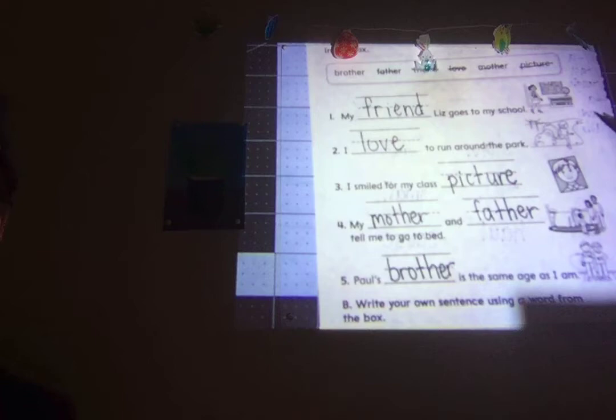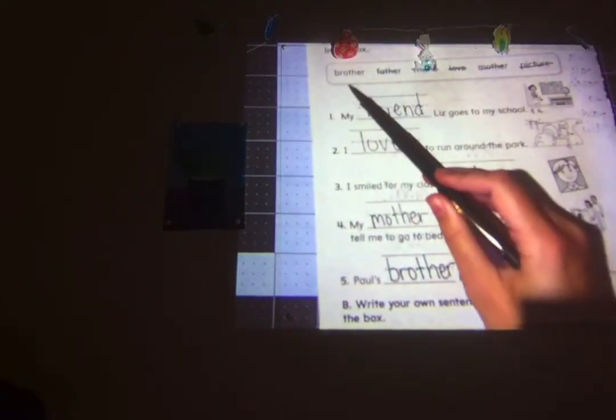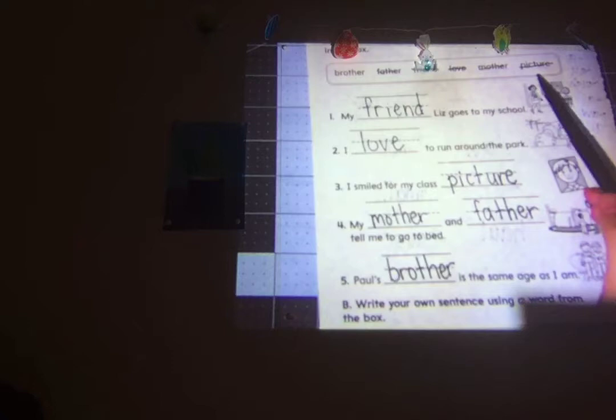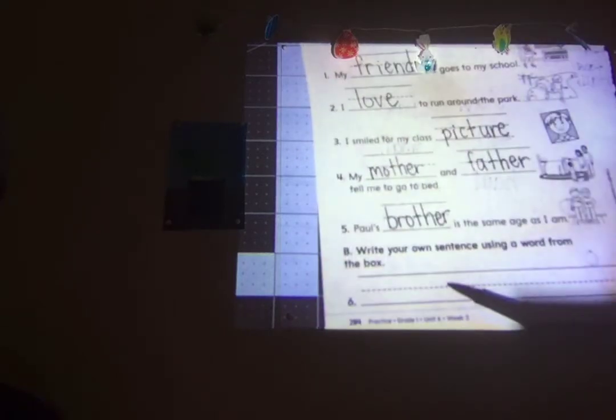Now, your job and your homework for this page, page 284, which, by the way, is just on the back of the last page we did, is to memorize these words, use one of those words, and put it in a sentence. Okay, it says write your own sentence using a word from the box.